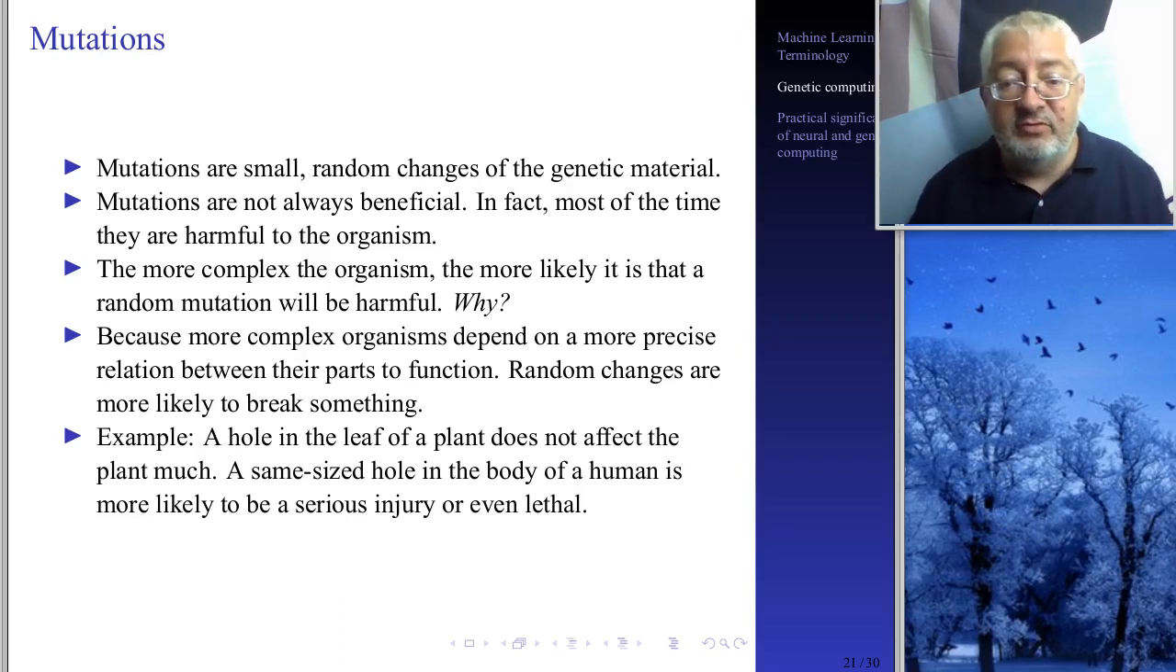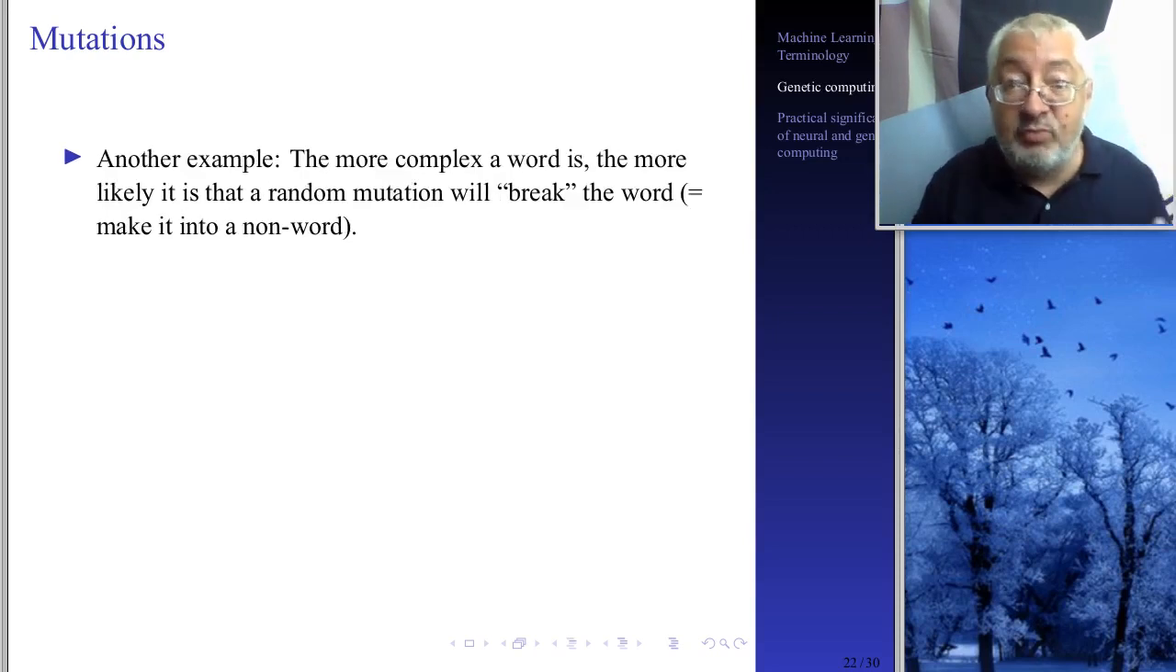If you try to do this to yourself, a same-sized hole in the body of a human is more likely to be a serious injury, or even lethal. If I make a hole of this size in my heart, right, then I'm dead. So the plant survives the hole better than I survive the hole. And why is this? Because of my complexity. My complexity is higher, so our human bodies have a higher complexity. Therefore, random changes are more likely to break them.